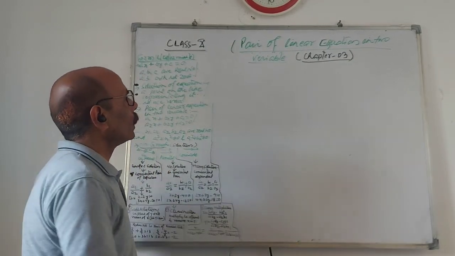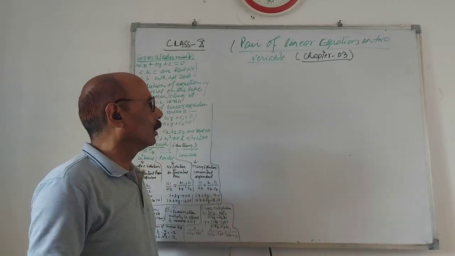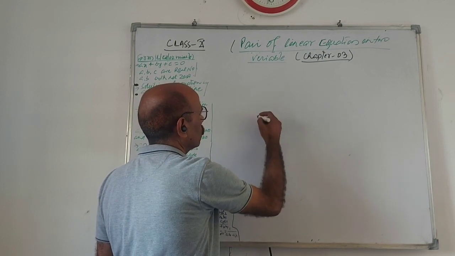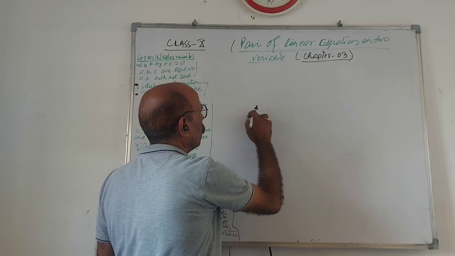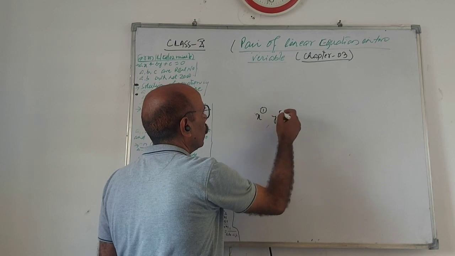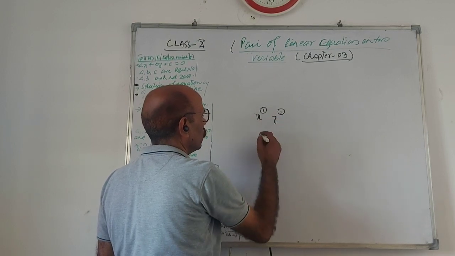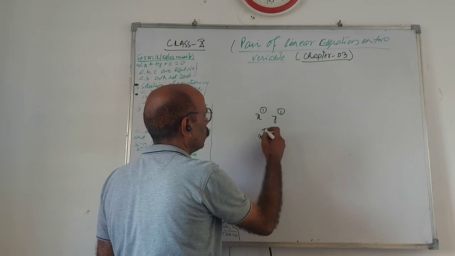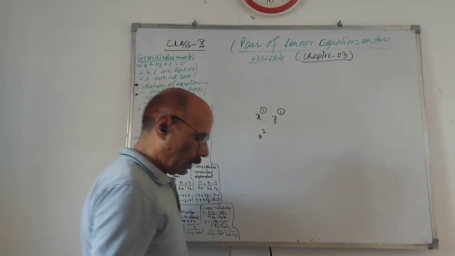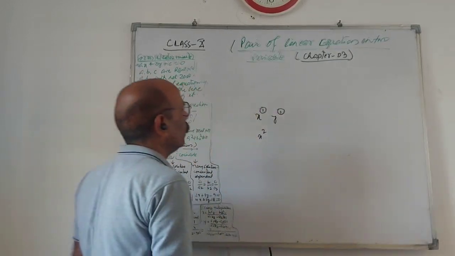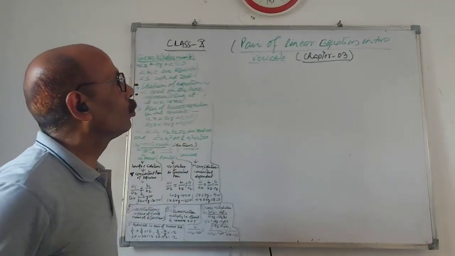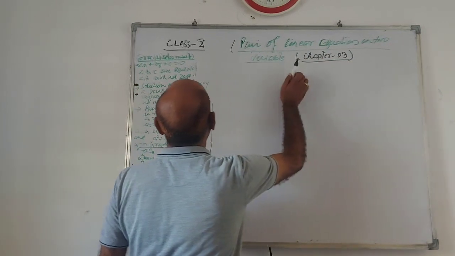Linear equation, you know. In class 9th you have already learned about variables. If the power of the variable is 1, that means this is linear. If the power of the variable is 2, then it is quadratic. So linear equation means the variable x or y is with power 1. Here we have two variables, a linear equation in two variables.